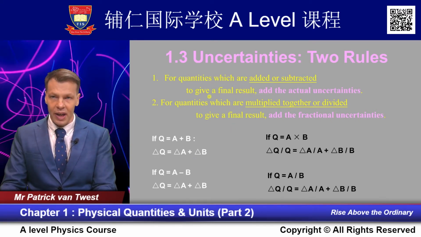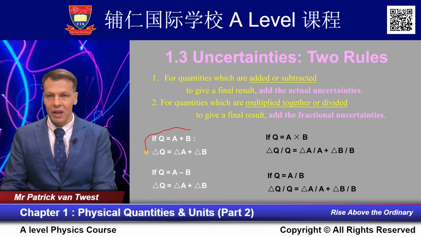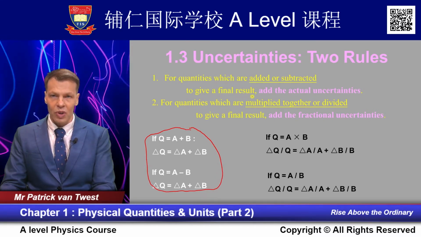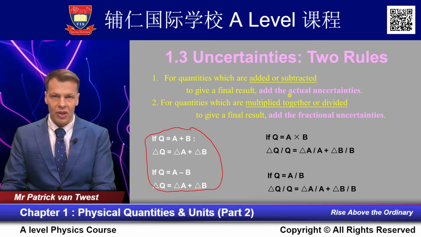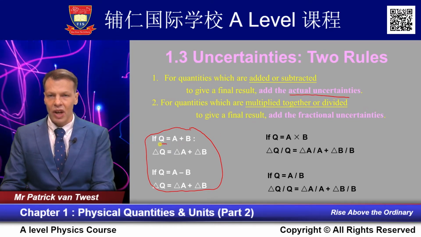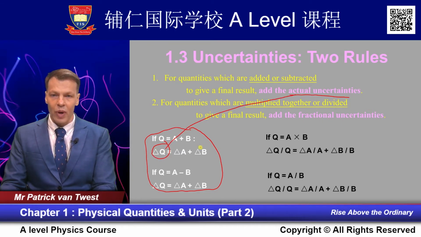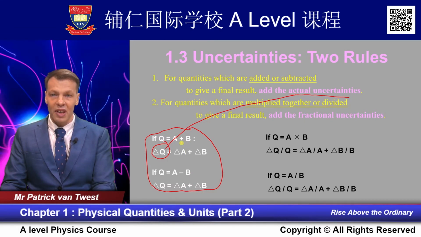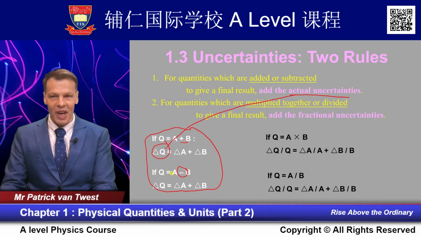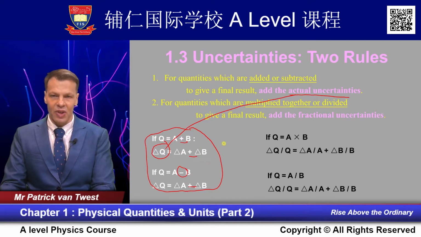So firstly, let's look at what happens if we add or subtract quantities. That's all these ones in white here. What we need to do is something with the actual uncertainty. Can you see this here? The actual uncertainty is what we've labeled here as change in Q. And when we add or subtract, you can see either way, even if I'm taking away quantities, the uncertainties add up. The actual uncertainties add up.